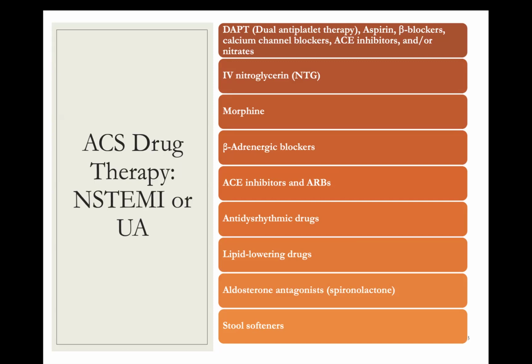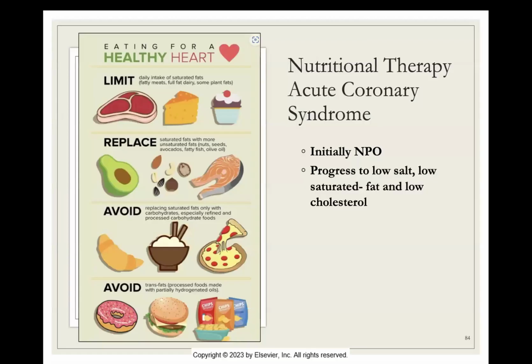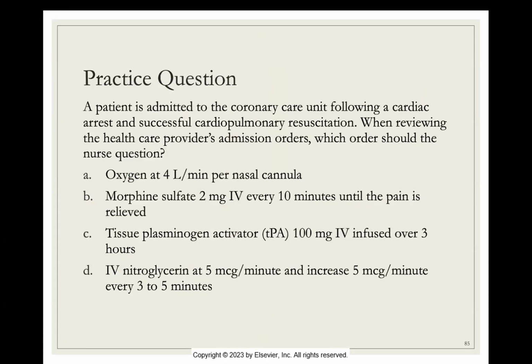And we're going to give them stool softeners because we don't want them straining and putting pressure on the vagal nerve, because it can slow their heart rate down to a dangerous level. We want to make sure that they have a good diet after they leave. They're initially going to be NPO, of course, while they're out of it when they're having their heart attack. But we're going to progress them to a low salt, low saturated fat, low cholesterol diet.